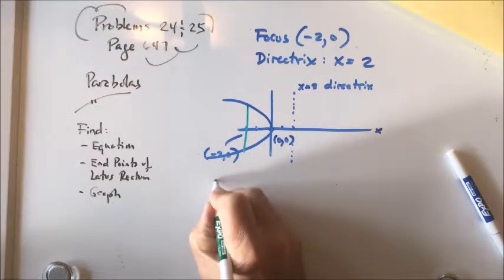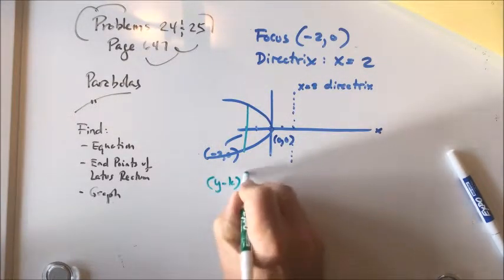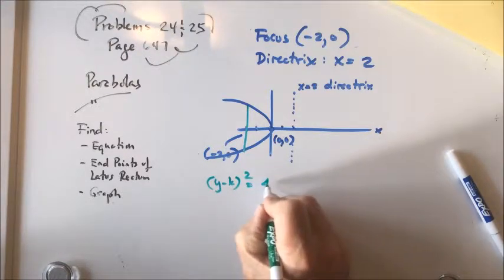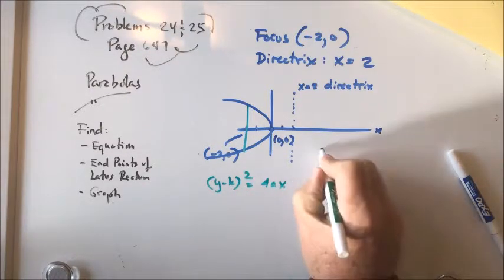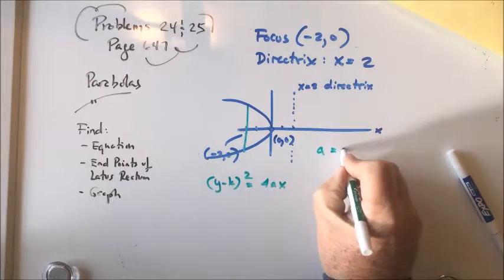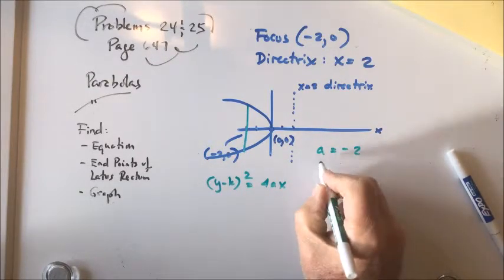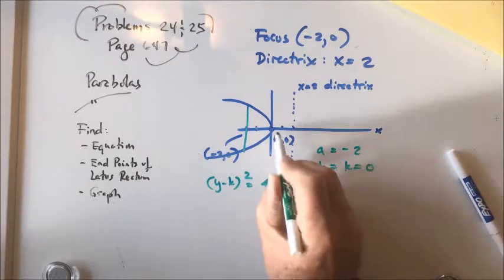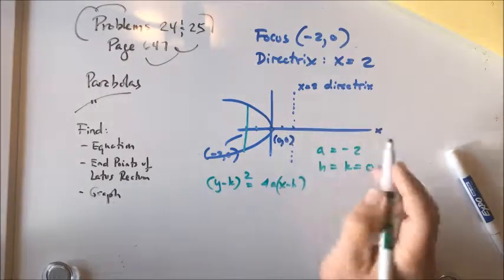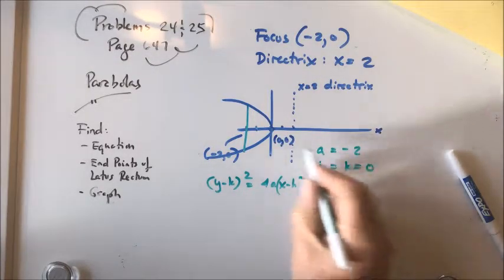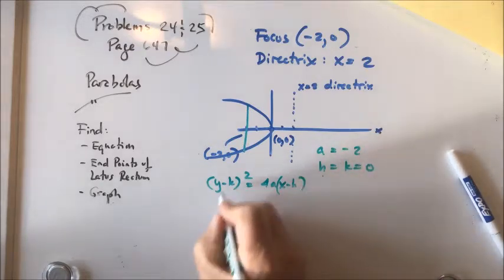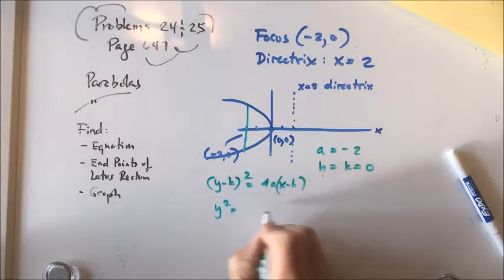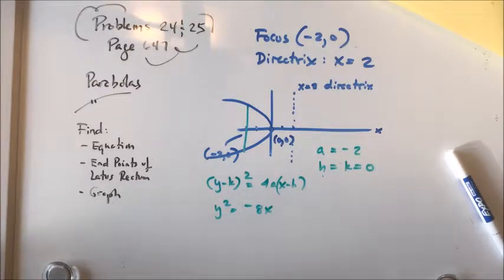It's of the form y minus k squared is equal to 4a times x. A is equal to essentially -2. Sorry, this is x minus h. H is equal to k is equal to 0. That is, the x and y coordinates of the vertex are both 0. And so this specializes to y squared is equal to -8x. And that indeed is the answer to problem 25.